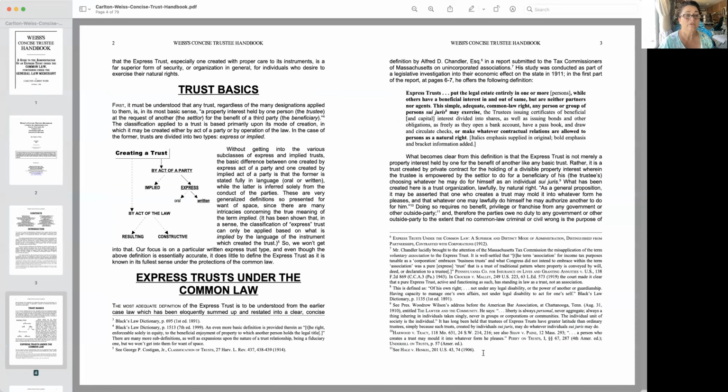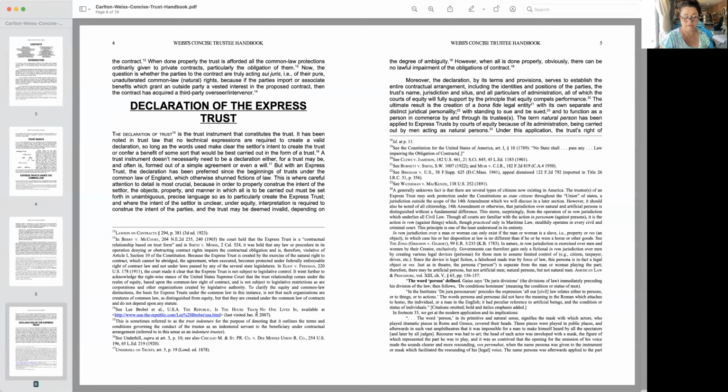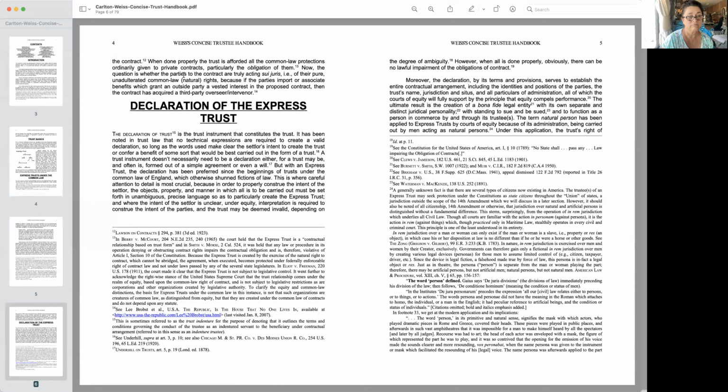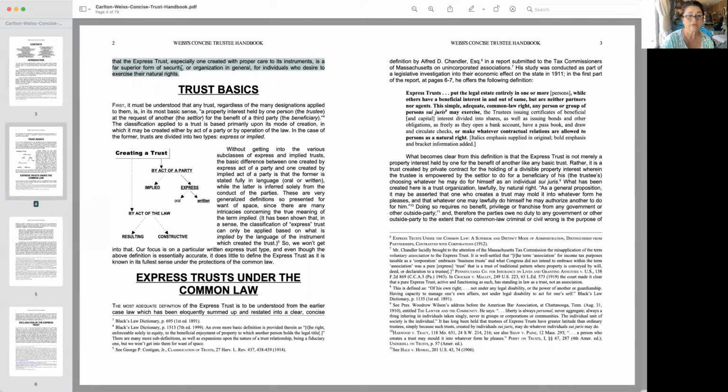Page 2, Weiss's Concise Trustee Handbook. Ugh, this thing is so touchy. That the express trust, especially one created with proper care to its instruments, is a far superior form of security or organization in general for individuals who desire to exercise their natural rights.